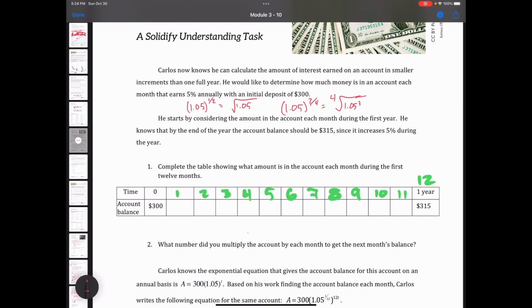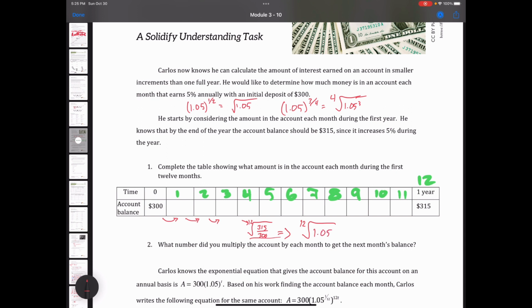We need to complete the table showing what amount is in the account each month during the first 12 months. The way we'll do that, we've seen the formula looking at the number of jumps before, for a geometric equation, this exponential formula, where we count the number of jumps, which in this case is 12, and put it here as the radical. In here, I'm going to put the final divided by the initial, or I could also put the interest rate in there, which is the same thing as the final divided by the initial.